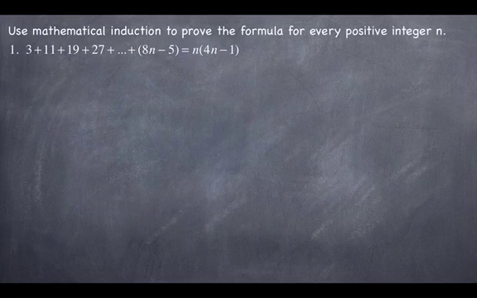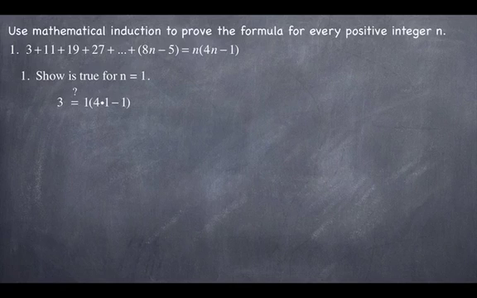So here's number 1. It says use mathematical induction to prove the formula for every positive integer n. So there's the formula. So first step, let's apply the first step in PMI. It's basically to show that the formula is true for n equals 1. And how do I get this? All I'm doing, let me get a pen here, is this: the first term is 3, and you plug n equals 1 into this expression here, and we end up with the following. I simplify the right hand side, and I know that 3 equals 3. So I just showed that it is true for n equals 1.